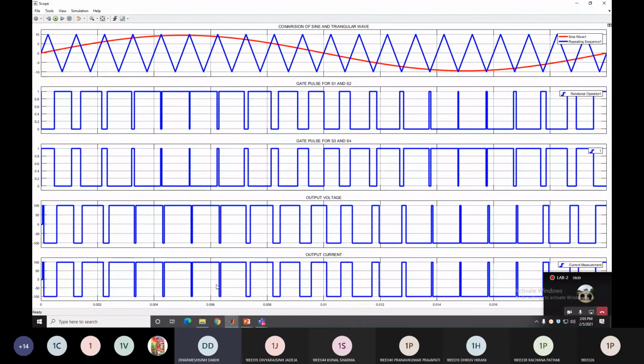Clear? Now you can see that here, what is the difference between this output voltage and the output voltage of the multiple pulse modulation technique? So the difference is between the output voltage of this technique and the output voltage of multiple pulse modulation.